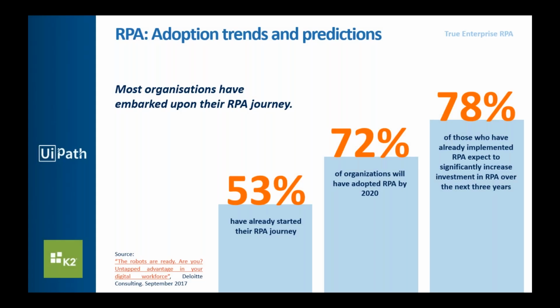RPA at the moment is actually getting a lot of traction in the market, and here are some stats from a Deloitte consulting report that was recently released. We see that 53% of people have already started their RPA journey. 72% of these organizations say that they will have adopted RPA by 2020, and 78% who have implemented say that they're even going to increase their investment over the next 3 years. Really some exciting things happening in the RPA space. UiPath, who is an RPA vendor, have actually claimed that they're the fastest growing enterprise software company in history. So there's really some great scenarios and take up in the market around RPA.